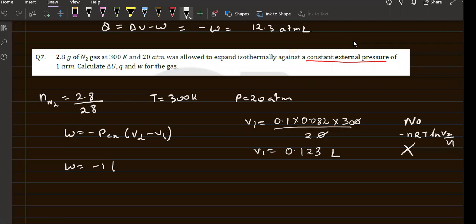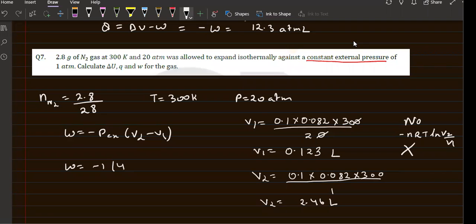Everyone agree this is V1? In the same way, we can calculate V2 because what has changed? Pressure is now 1. So it will be 0.1 into 0.082 into 300 by 1. So the volume has increased, not twice, 20 times, sorry. So V2 will be equal to 20 times, which is 2.46 liter. Yes or no?